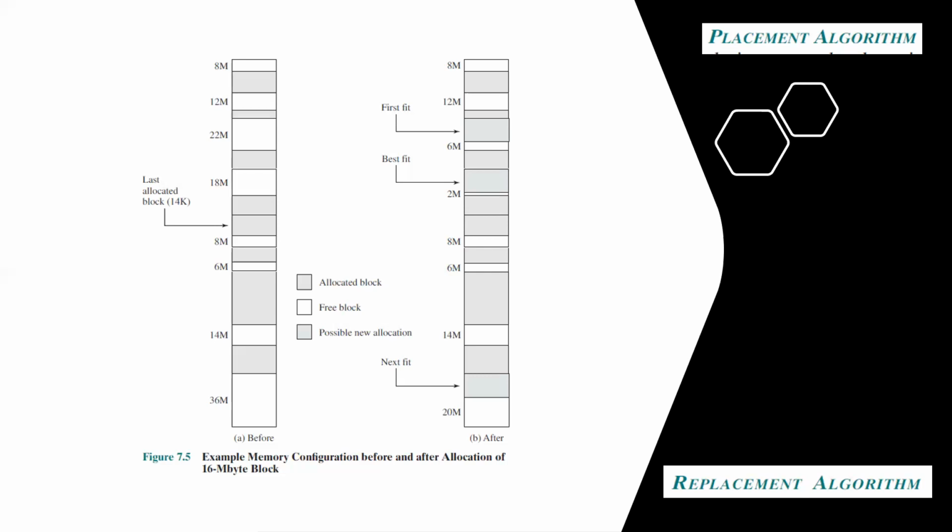Therefore, the operating system must choose which process to replace. The topic of replacement algorithms will be covered in some detail with respect to various virtual memory schemes. We defer replacement algorithms until then.